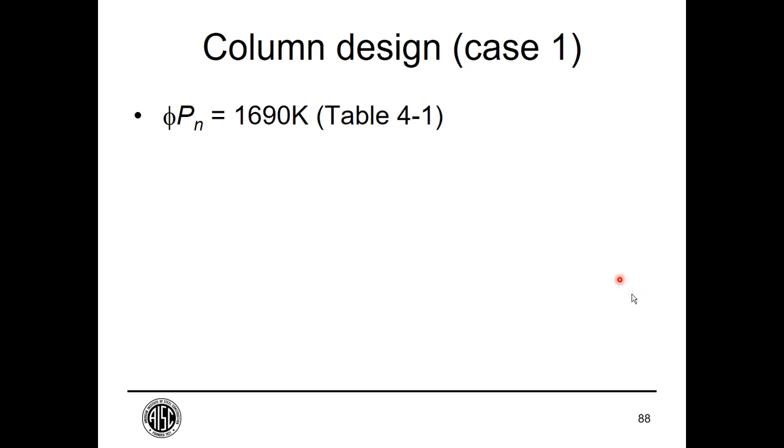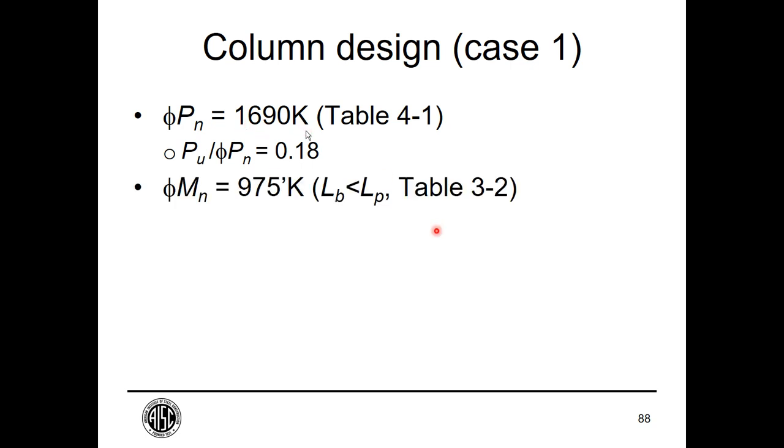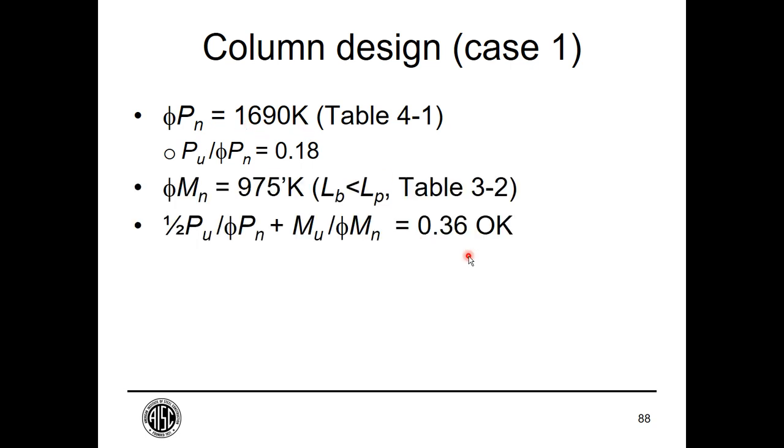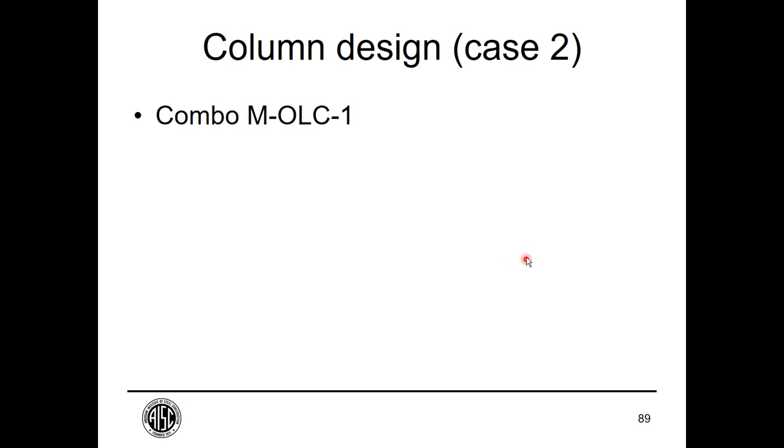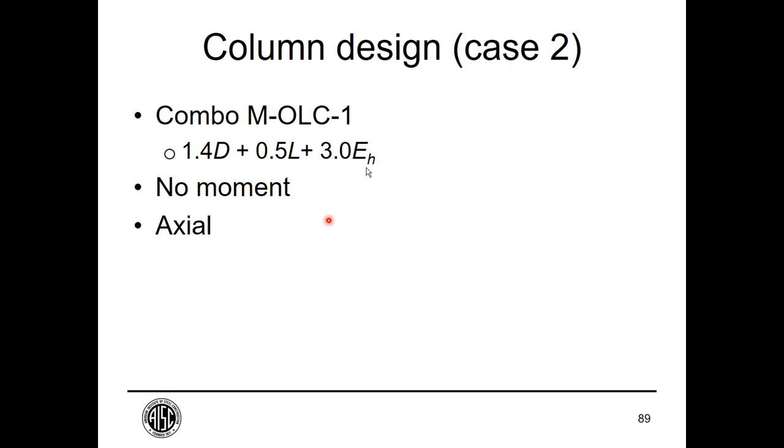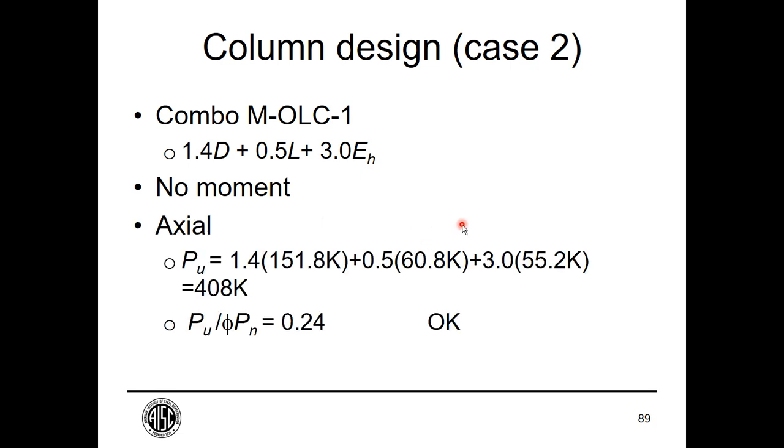Right, continuing on. The axial strength is 1690. There's our flexural strength. We'll get both of these from the manual, and our demand capacity ratio is okay. And we look at the case with the amplified seismic load, axial, no moment, and it turns out we're okay for that one too. All right, so we've checked the strength of the beam and the strength of the column.